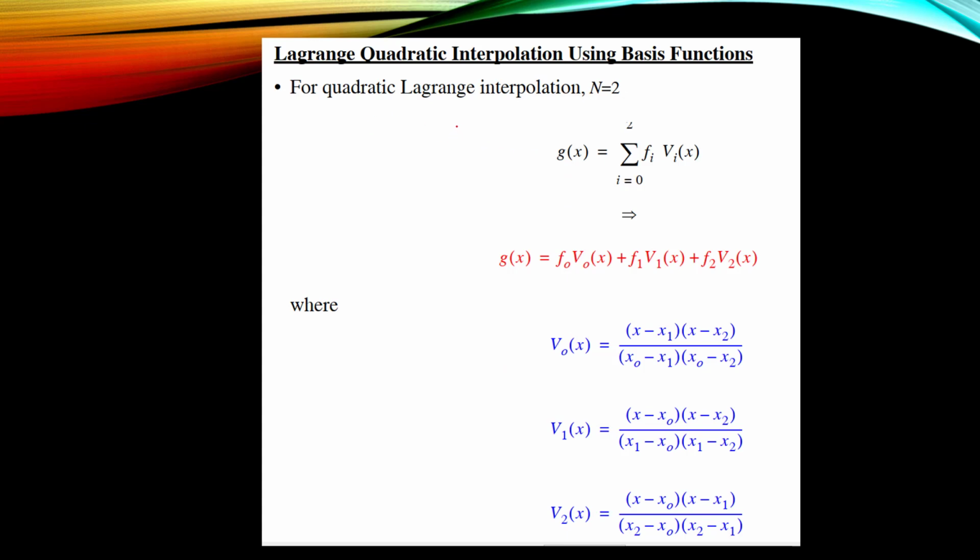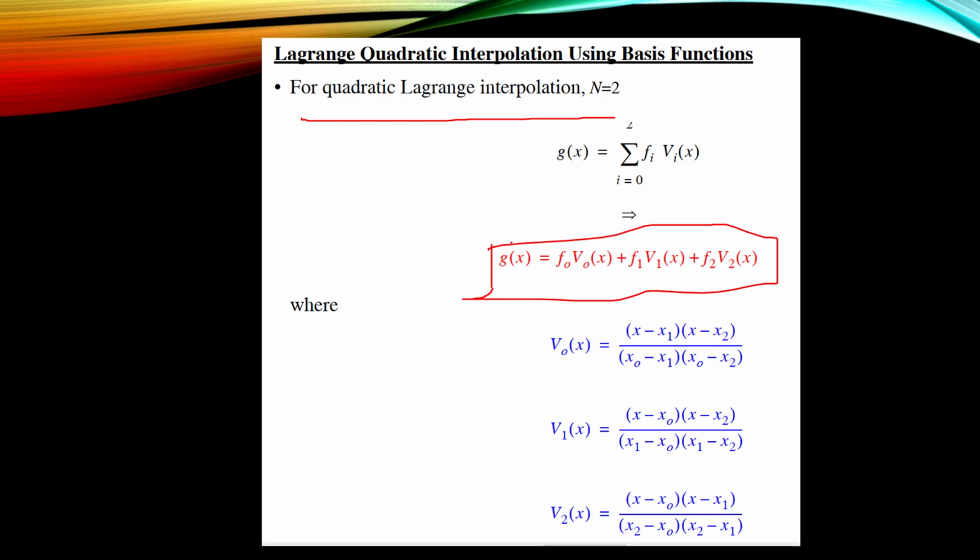So basically, we are studying only the linear interpolation function, and now we have the second order, quadratic Lagrange interpolation, where n is equal to 2. We have g of x is equal to the sum of fi into bi of x, ranging i equal to 0 to 2. So g of x is equal to, this is the equation of interpolation.